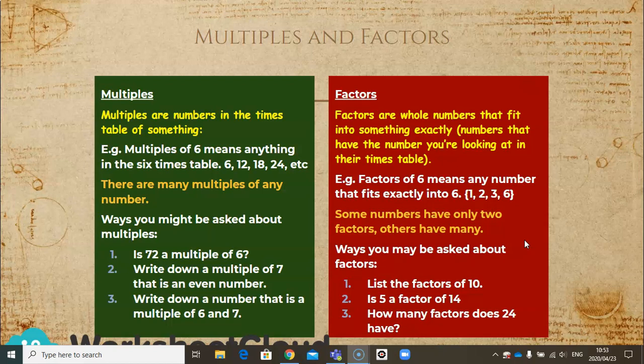6, 12, 18, 24, 30, 36, 42, 48, 54, 60, 66, 72. Yes, it is. It's 12. So 72 is a multiple of 6.